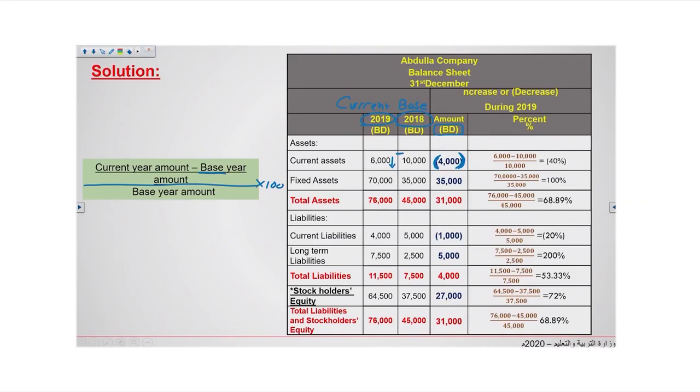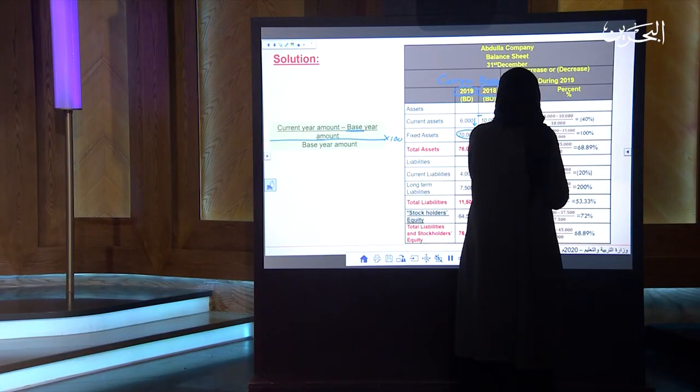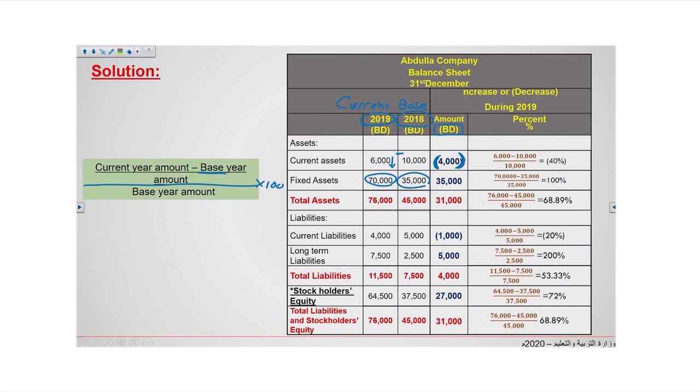Okay, the same as fixed assets. We have 70,000 in the current year and 35,000 in the base year. So in the current year, it has increased. So 70,000 minus 35,000, we get 35,000. Okay, let's see the total assets. 76,000 for the current year and 45,000 for the base year. We can compute it. 76,000 minus 45,000 will give us 31,000.